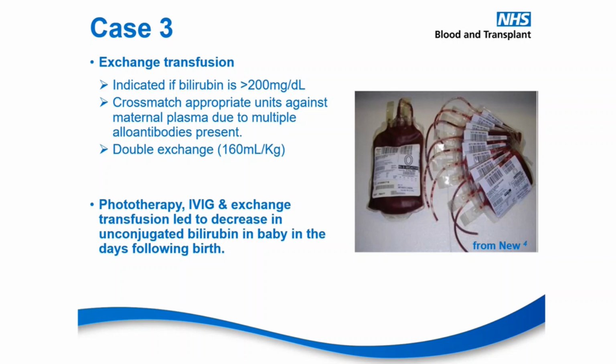We can also do a double exchange, which is where we exchange twice the whole blood volume of the infant. If we do this in one shot, then it reduces the need for further exchange transfusions further down the line for the baby. So in this case, the phototherapy, the IVIG and the exchange transfusion were all used, and it led to a decrease in the conjugated bilirubin level in the baby in the days following the birth.